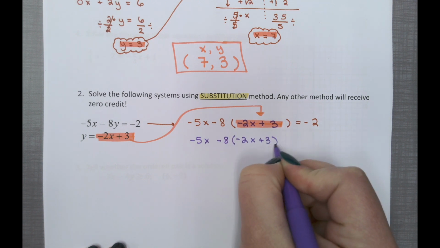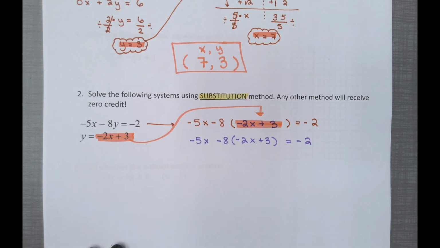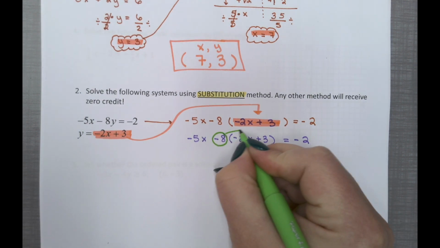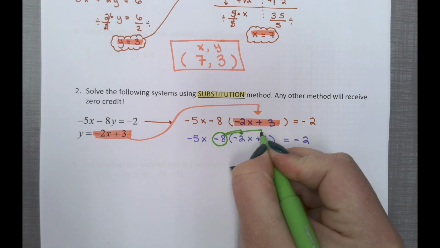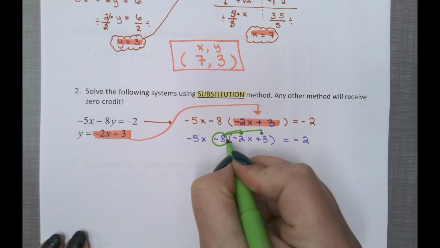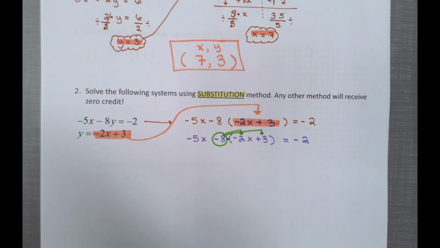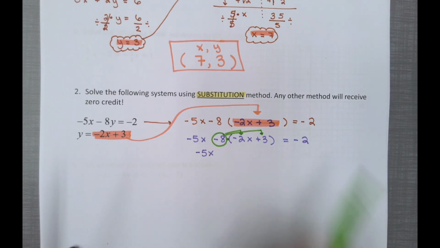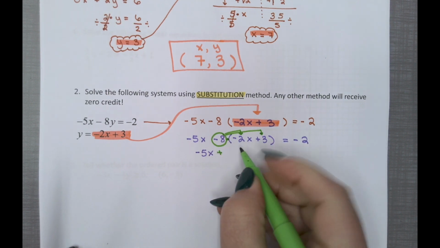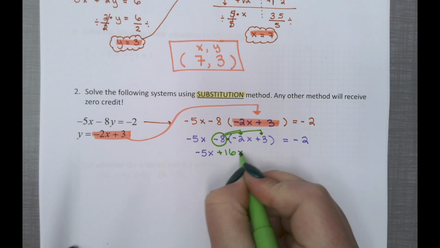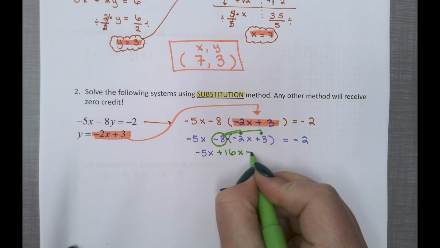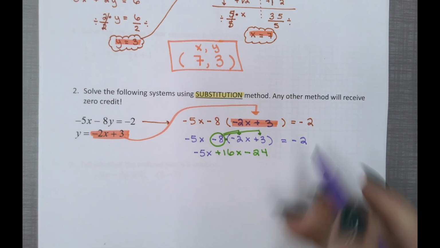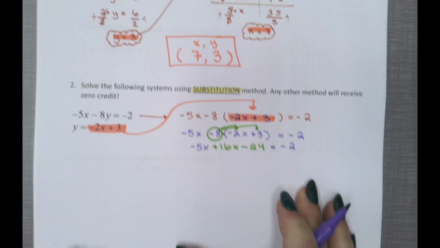To distribute, we're going to multiply inside of the parentheses, bringing that negative 8, make sure you take the negative with you, onto that negative 2 and onto that 3. Remember, we are multiplying. This is all times. So we still have that negative 5x out in front. Now negative times a negative is a positive, so we're going to have a positive 8 times 2 is 16x. Negative 8 times a positive is negative 8 times 3 is 24. And now we still have that equals a negative 2 on the other side.